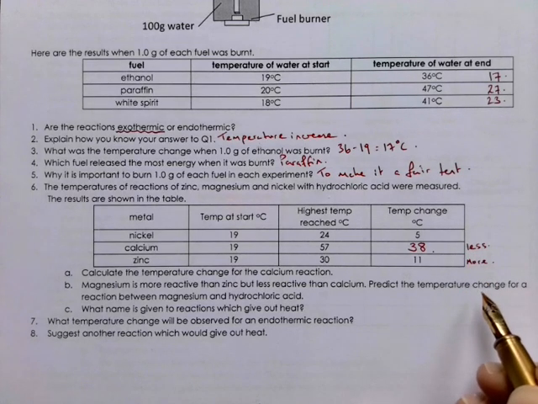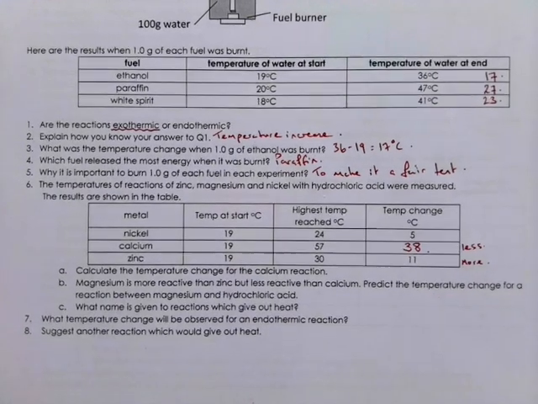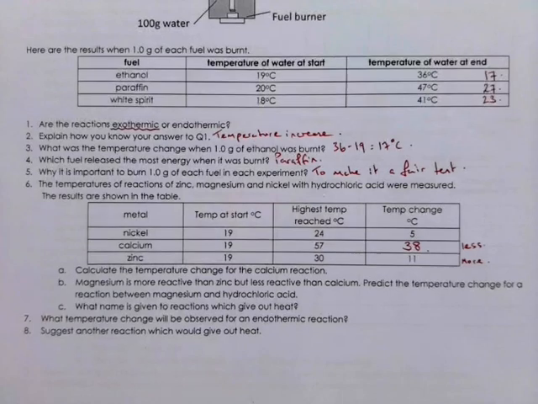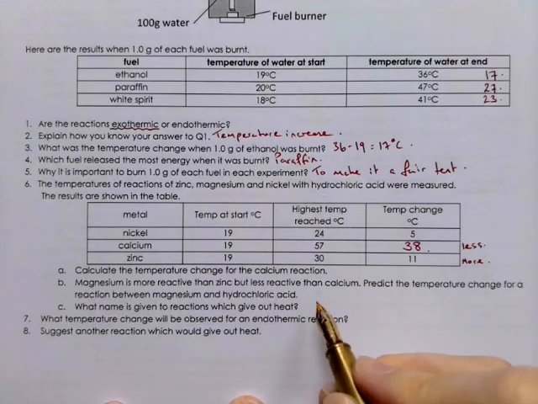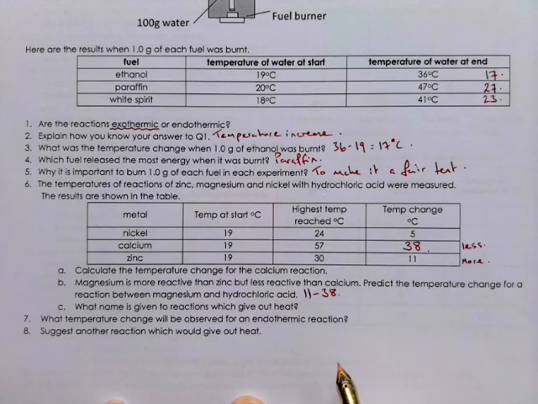Predict the temperature change for a reaction between magnesium and hydrochloric acid. So it's just going to be somewhere in between those two. So as long as you've written a number that's anywhere between 11 and 38, not 11 or 38, but anywhere in between those two numbers, then that's fine.